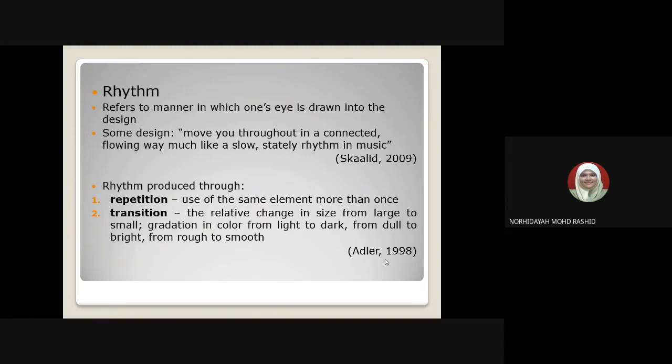Okay, transition: the relative changes in size from large to small, gradation in color from light to dark, from dull to bright, from rough to smooth. Maksudnya kalau kita tengok, transition ni contohnya ketika matahari terbit dan matahari turun, sunset and sunrise. That's actually the best example for the transition for the colours, daripada warna orange sehinggalah warna dia cerah.